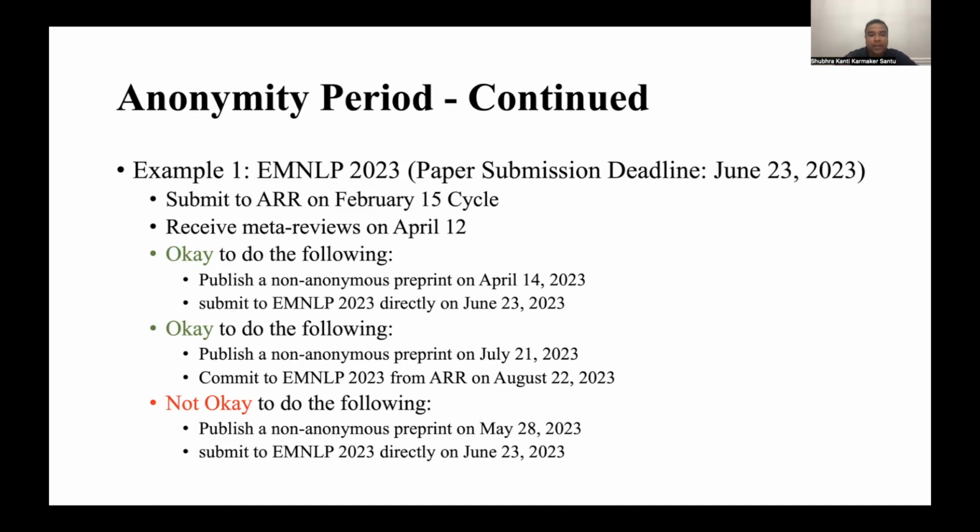So that's fine. And then you can also submit to EMNLP 2023 directly on June 23rd without using the ARR reviews, because you are now directly submitting to EMNLP 2023. You have maintained the anonymity of the direct submission policy at EMNLP 2023. Then you can also do the following. For example, you can publish a non-anonymous preprint on July 21st. This is the commitment case where you can still commit to EMNLP 2023 on August 22 of 2023.